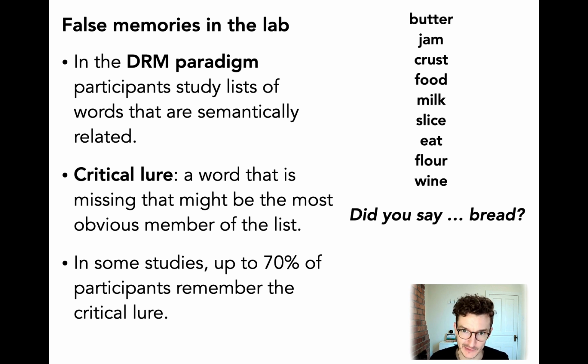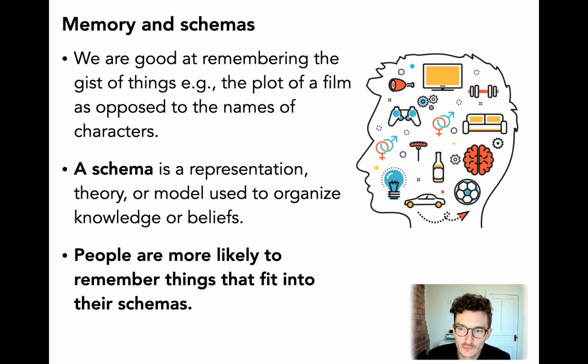Now, this doesn't always work. When I do this in class, I normally find about 15 or 20% of students remember the word that actually they didn't see, the critical lure in this case. So what does this say about memory?